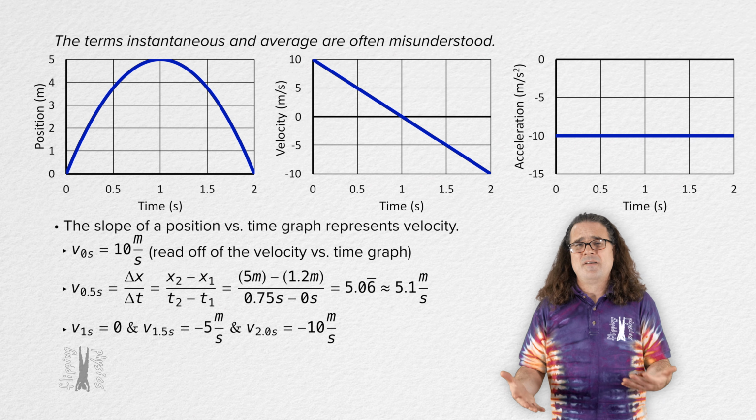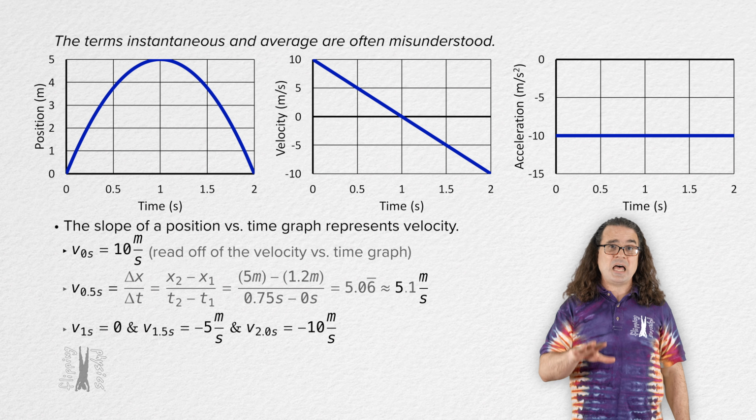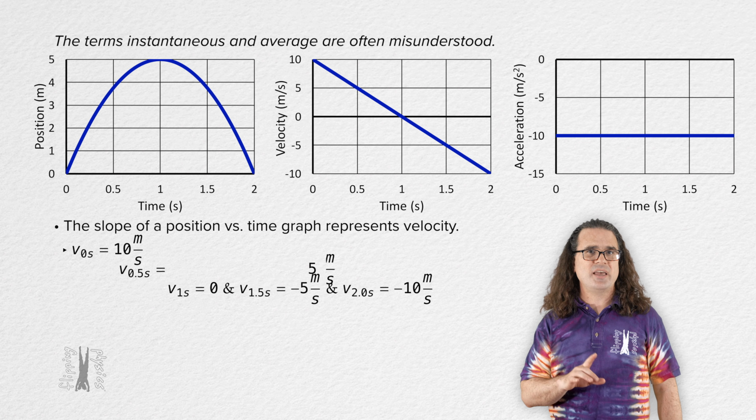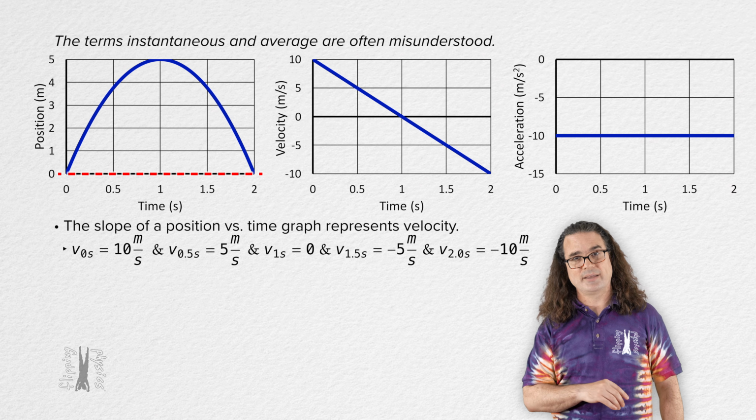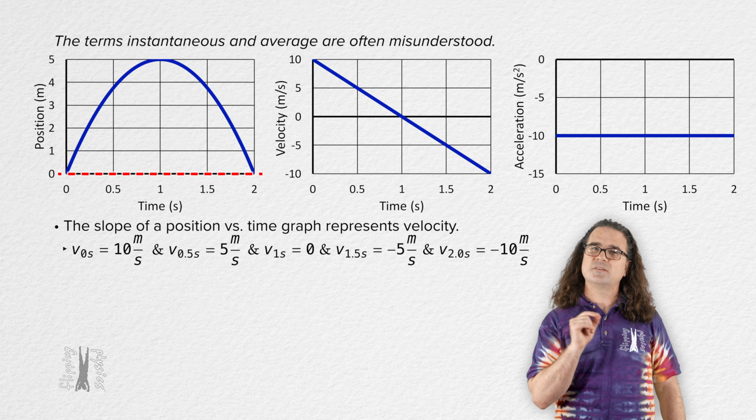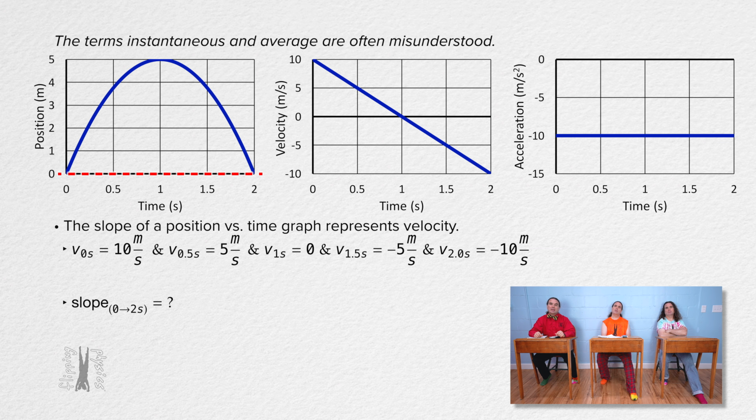For example, if I draw a line on the position versus time graph which connects the position of the object at 0 seconds to the position of the object at 2 seconds, Bobby, what is the slope of that line? Well, that is a horizontal line, and the slope of a horizontal line is 0. And what does the slope of that line represent? Velocity. Right, but what kind of velocity?